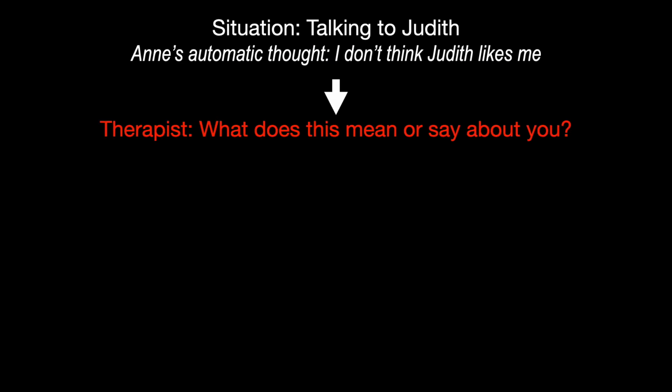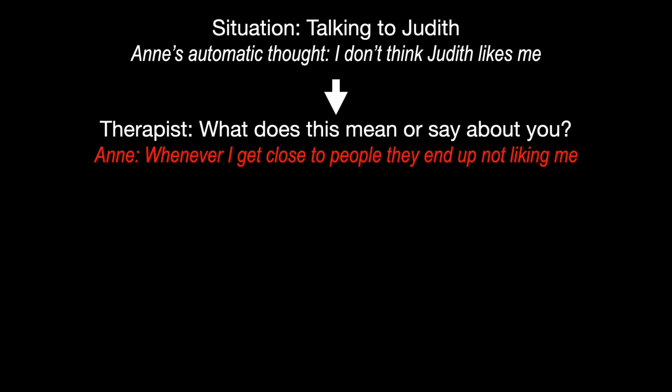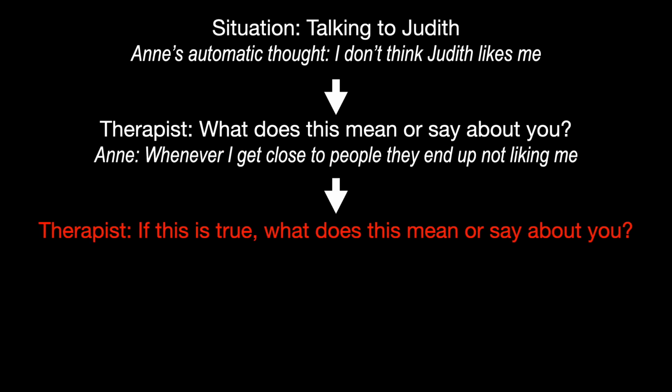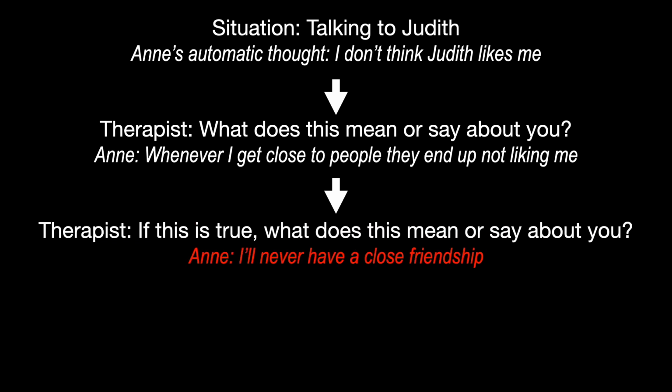I'll use the example of Anne. Situation: talking to Judith. Anne has the automatic thought, "I don't think Judith likes me." By asking the question, "What does this mean or say about you?", we uncover a second layer: "Whenever I get close to people, they end up not liking me." We ask, "If this is true, what does this mean or say about you?" And uncover another layer: "I'll never have a close friendship."